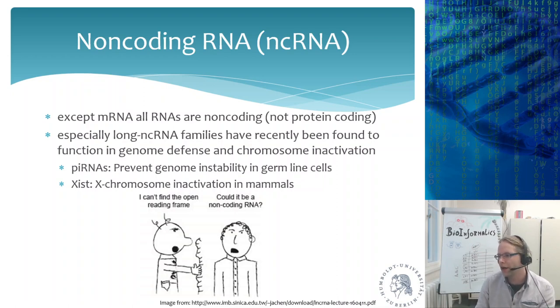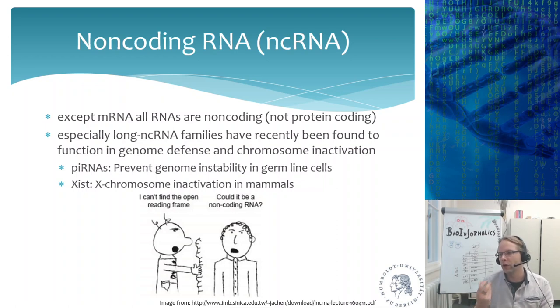The piRNAs are very, very important in the germline cells. When an embryo starts dividing and then starts making germline cells, so the egg cells, for example, in females, these piRNAs are very important to provide genome stability. So to make sure that when a cell is dividing, no mutations are occurring.